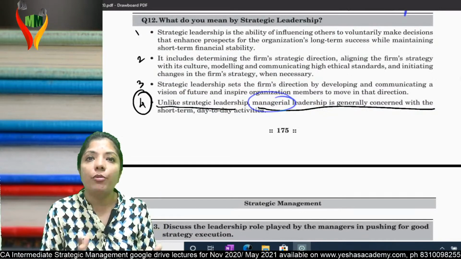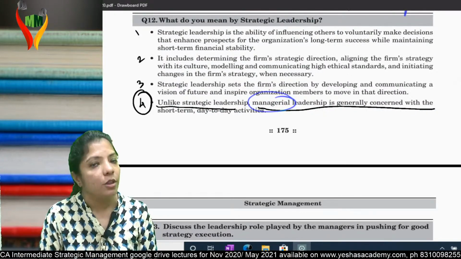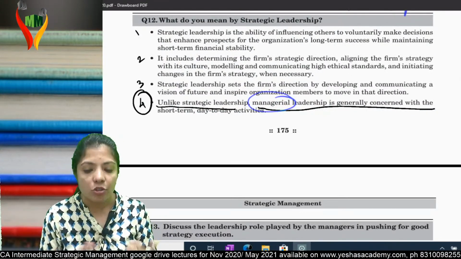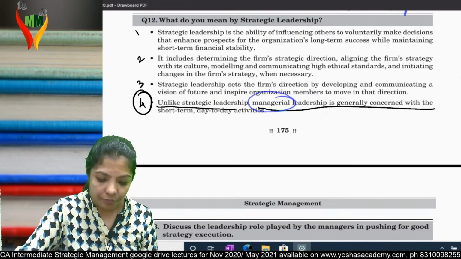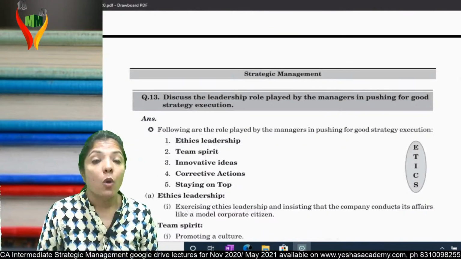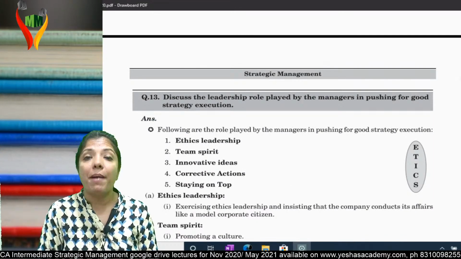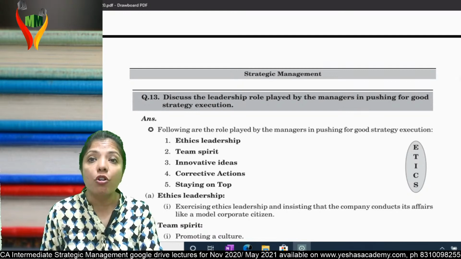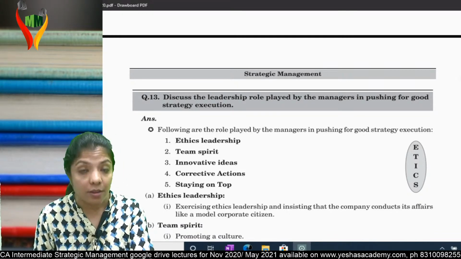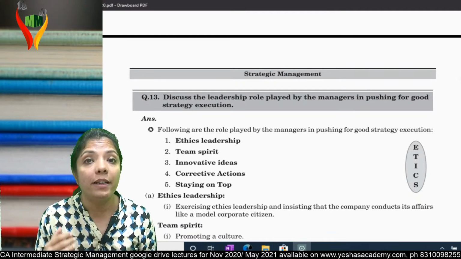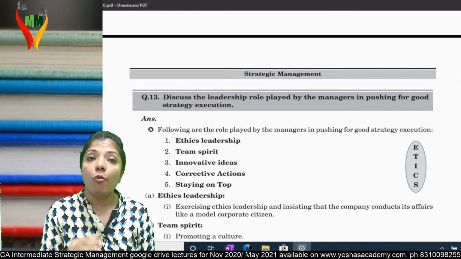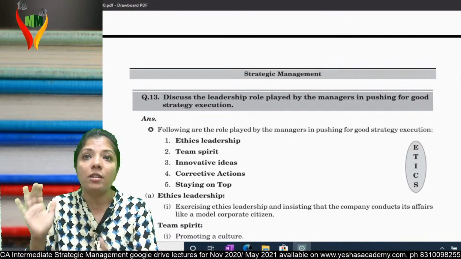Basically, the first 3 points talk about strategic leadership. So if these points are there, it's strategic. If not, it is managerial. Clear? Next, question number 13. Discuss the leadership role played by managers in pushing for good strategy execution. That means what should be done by a manager if they want to smoothly execute the strategy.